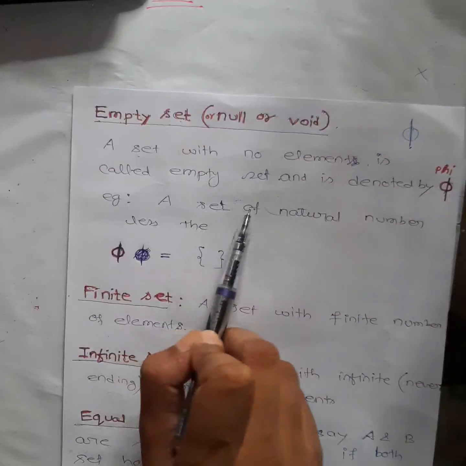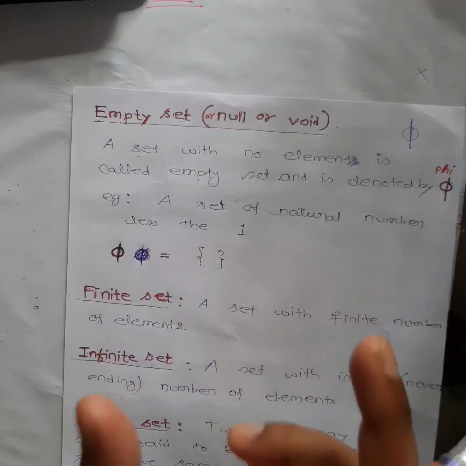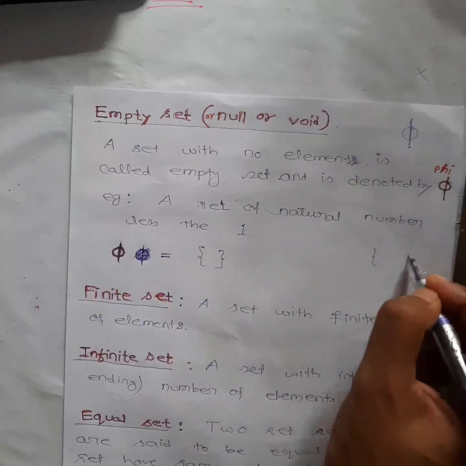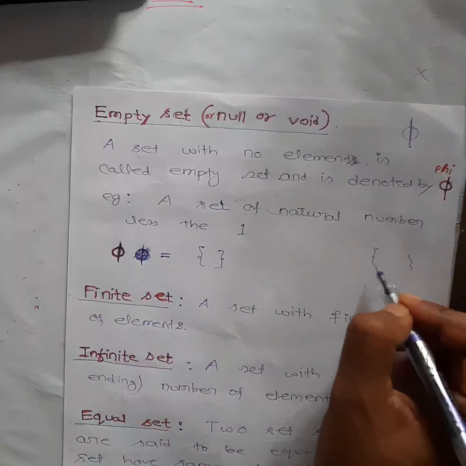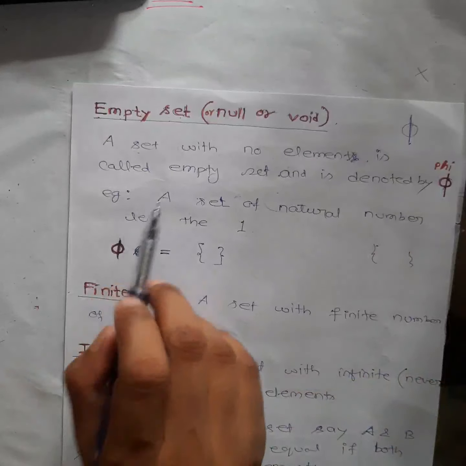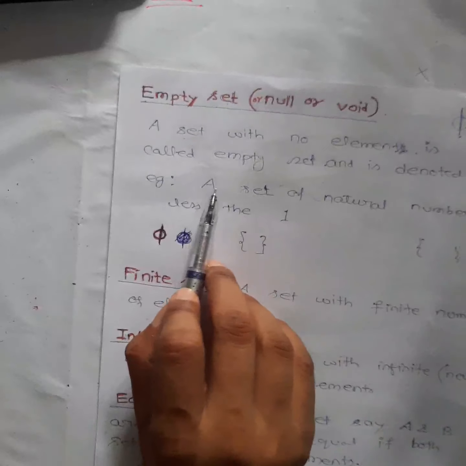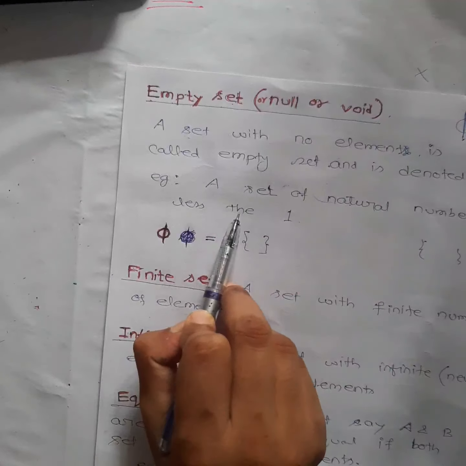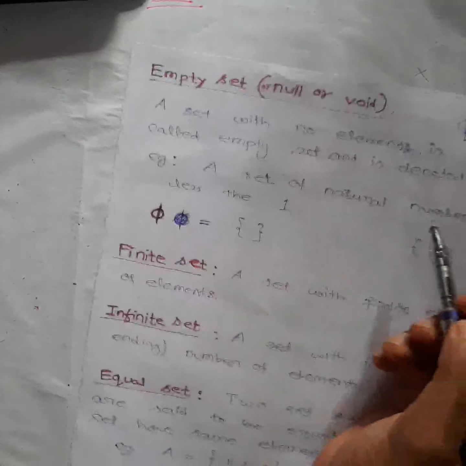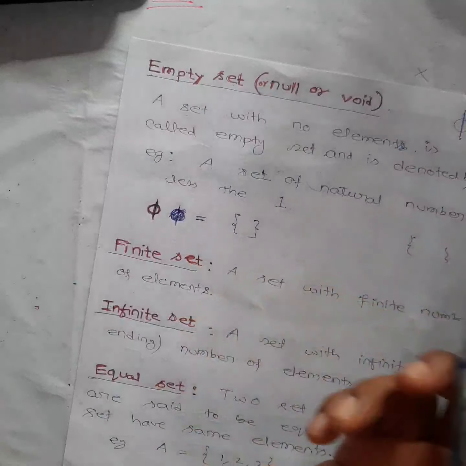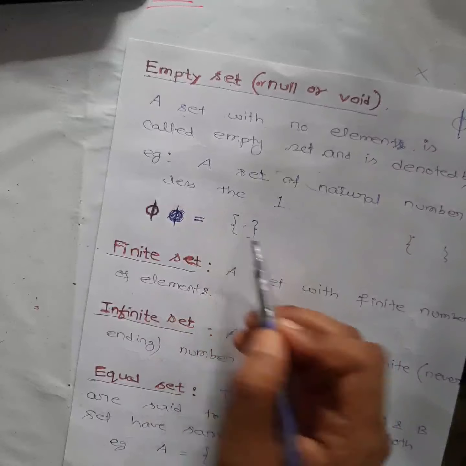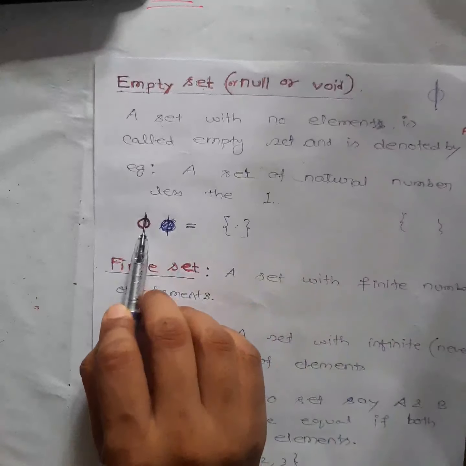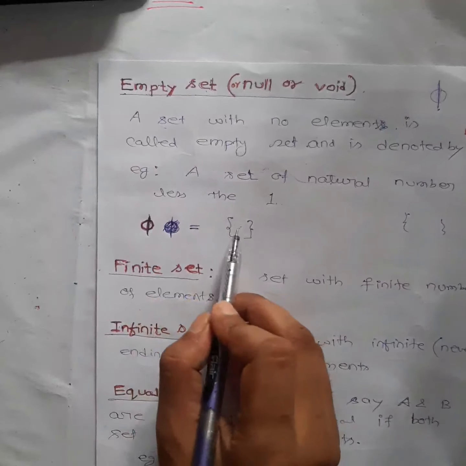Can you think of an example of an empty set? Obviously you can easily think of it. You think about a set where there will be no element. See here, I have also written one example: a set of natural numbers less than 1. Can you tell me any natural number less than 1? Obviously no, there is no such element. So phi is equal to this, it is also written like this.